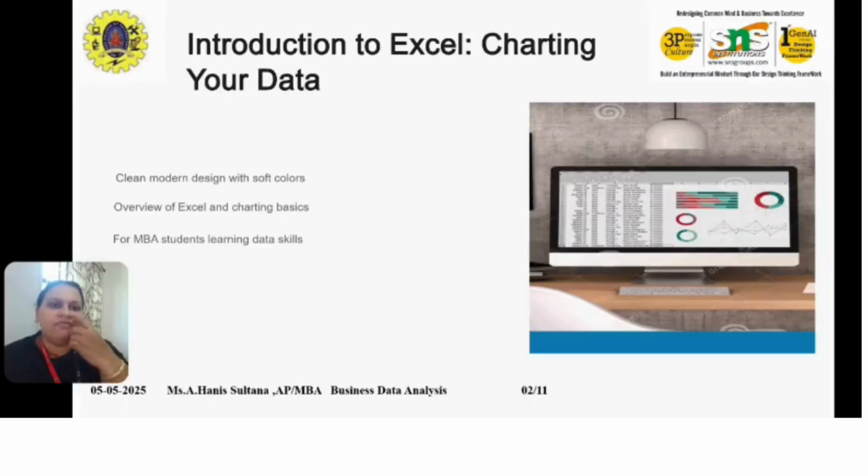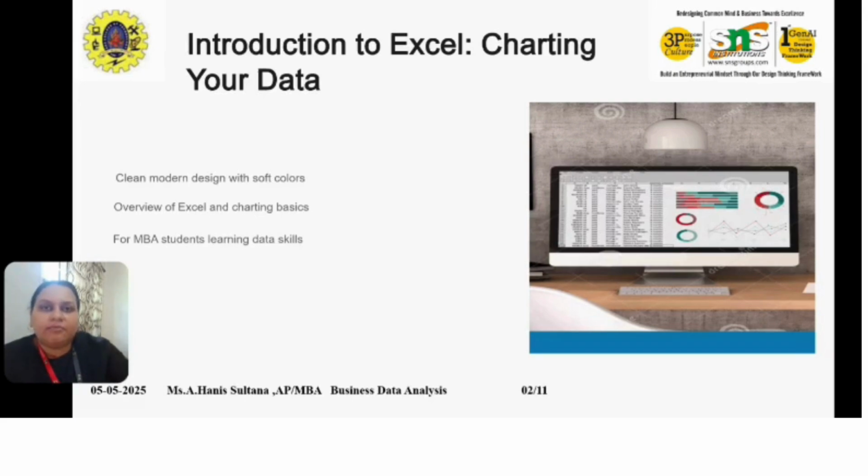So let's begin with charting your data. What is charting? The first point is a clean, modern design with soft colors. Charting means preparing a chart using Excel. The colors must be visible, but we must use lighter colors compared to darker colors. That is our objective.